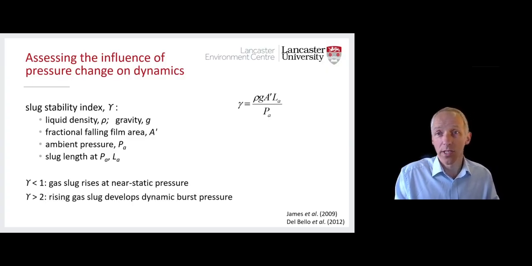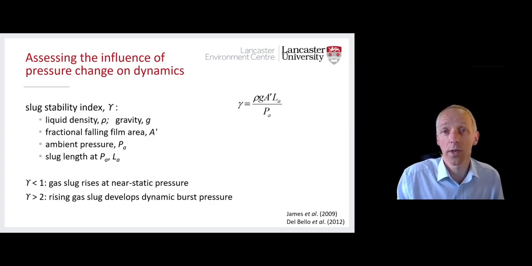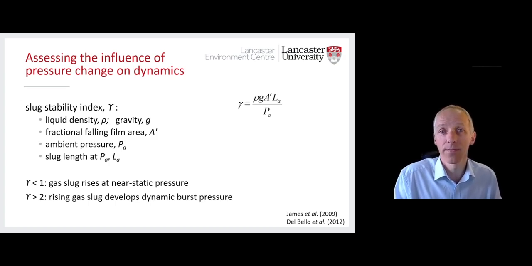Experimental data and modelling results show that when gamma exceeds approximately 2, we can start to see increasingly important dynamic overpressure being developed within the gas slug. This can be for increasingly long slugs, increasingly thick falling films, which would result from more viscous magma, or for reduced ambient pressures.